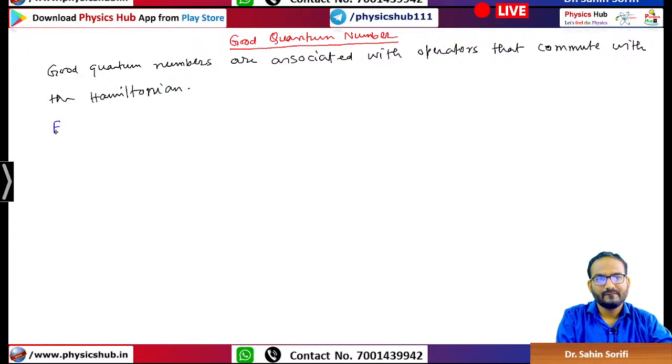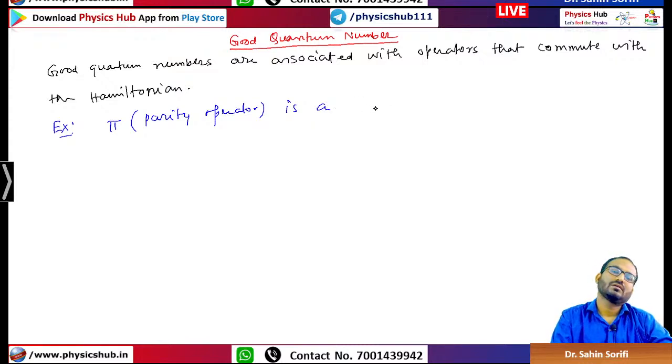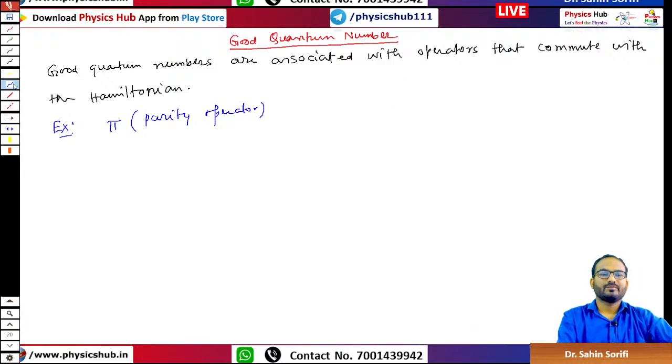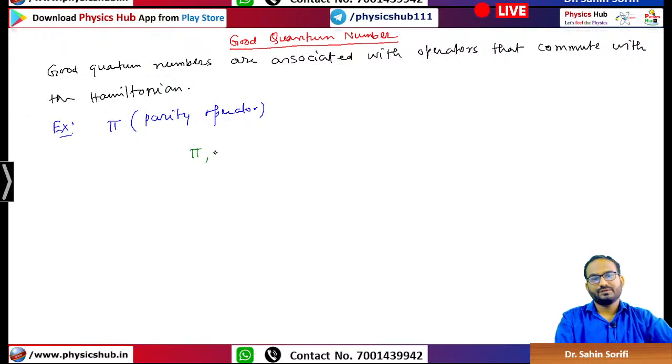For an example, parity. The parity operator is the operator which commutes with the Hamiltonian, and that is a good quantum number. So parity is commuting with the Hamiltonian. How can you prove this? So the commutator should be equal to 0, right?